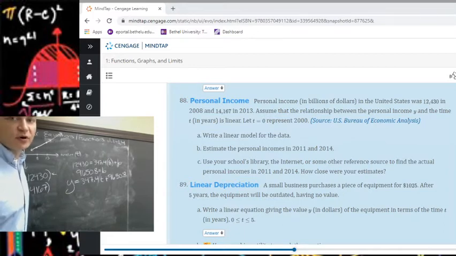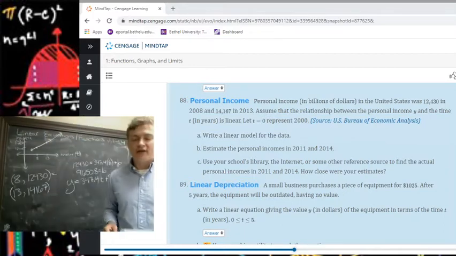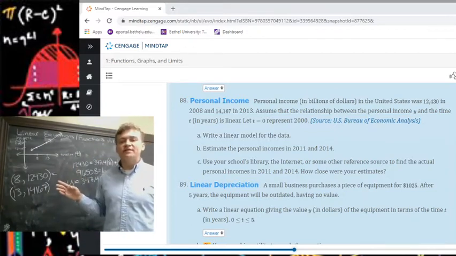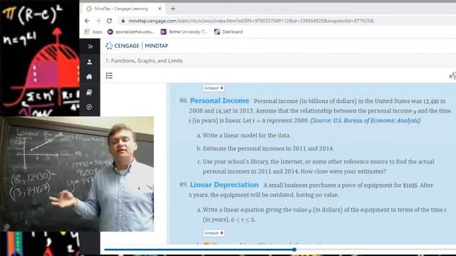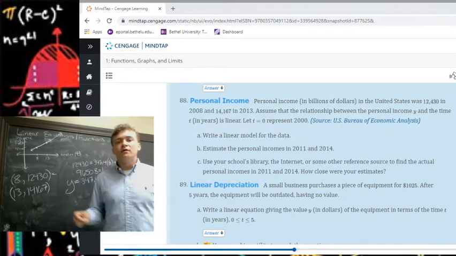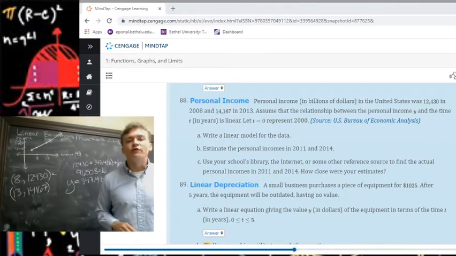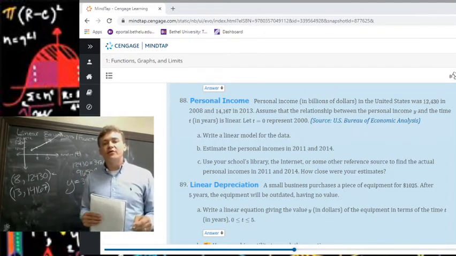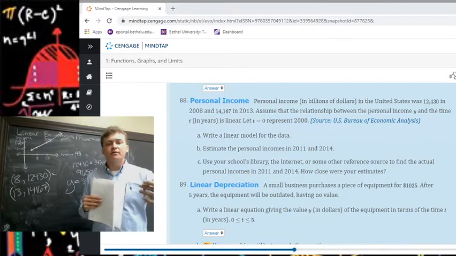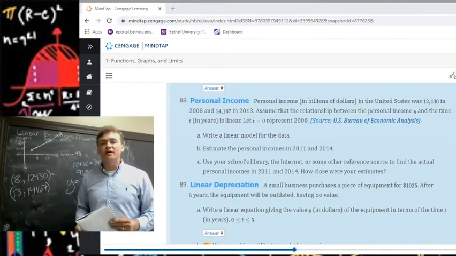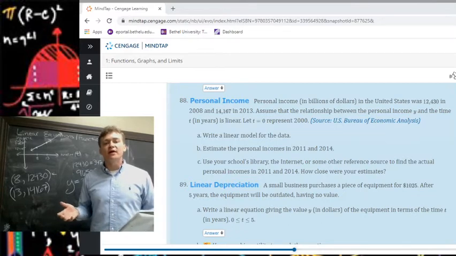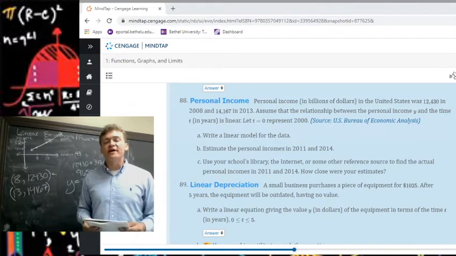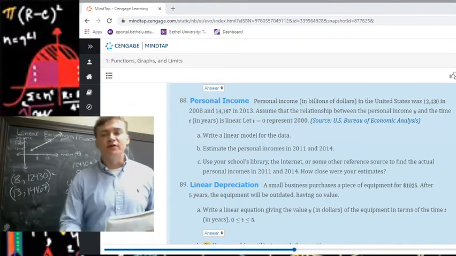And it says here, estimate the personal incomes in 2011 and 2014. Well, how do we do that again? 2011, remember the year 2011 says, let t equal 0 for 2000. So let t equal 11 for 2011. Let t equal 14 for 2014. And for each of those, plug them into your equation and generate a y value. The y value represents the personal income. So you will be able to find the personal income in 2011 by plugging 11 into the equation. You will find the personal income in 2014 by plugging 14 into the equation.